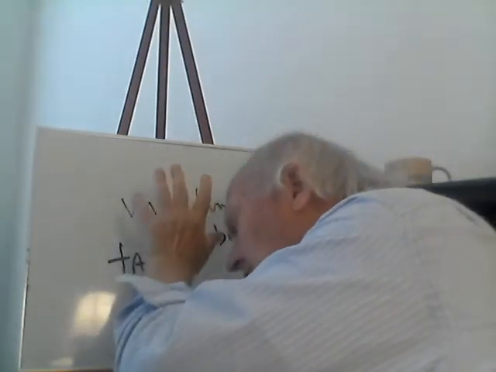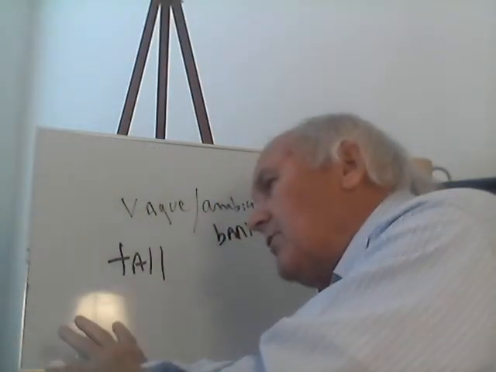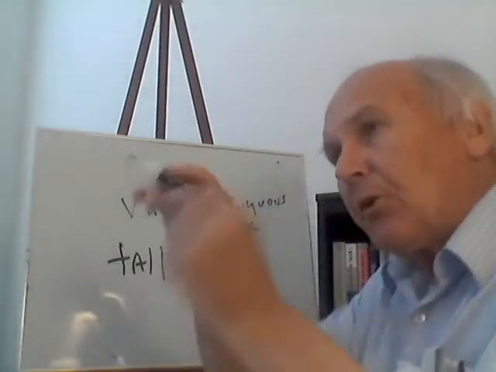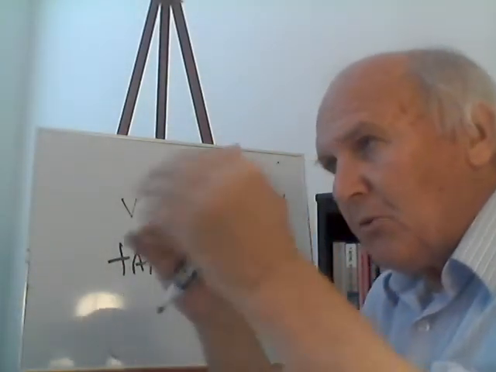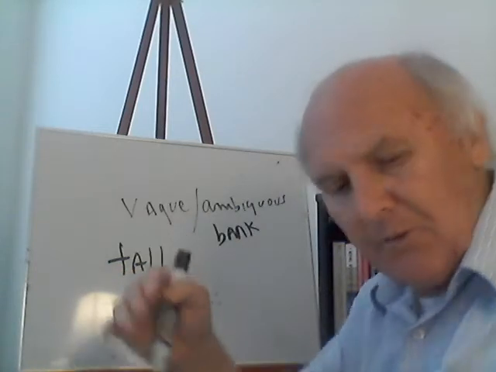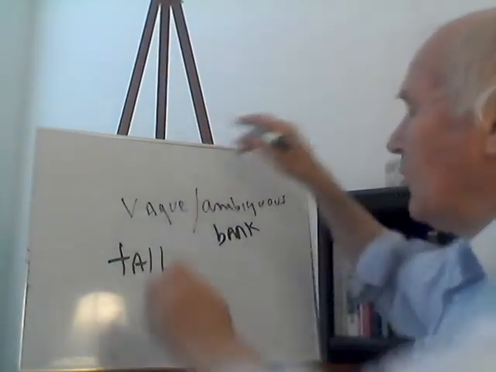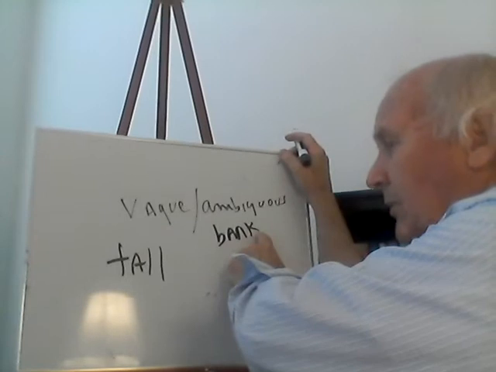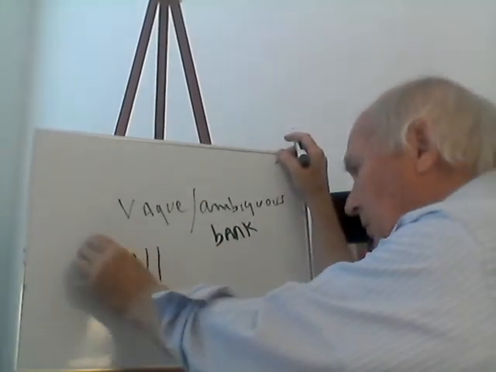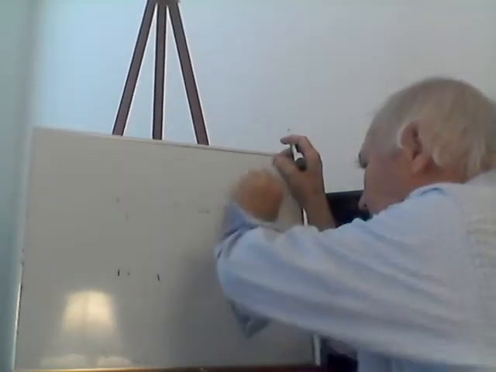When a word is used vaguely, we know what it means. We just don't know where to draw the line between what fits that word and what doesn't fit the word. Okay, that's the main thing. Here we know what the word means. Here we don't know what it means. We have to choose between two totally different meanings. So let me go over some examples.